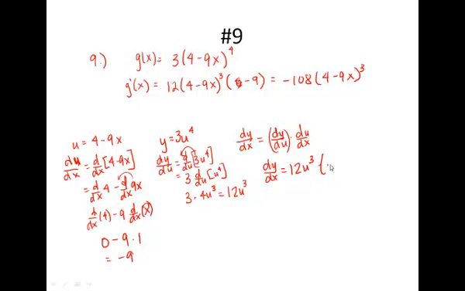So you can see I'm going to be getting the same results here. This is negative 108 u to the third, but because we wanted to derive with respect to x, don't forget to sub back in what that u is equal to. It was over here from the very start, 4 minus 9x, and then to the third.